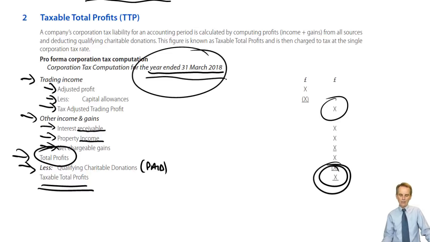If it was the year ended December 17, then as we saw in our first session, we must time apportion out those profits, however many months, on a year ended December 17. It would be 3 months at FY16 rate, 9 months at FY17 rate. Not difficult, just a little bit of time apportionment exercise.